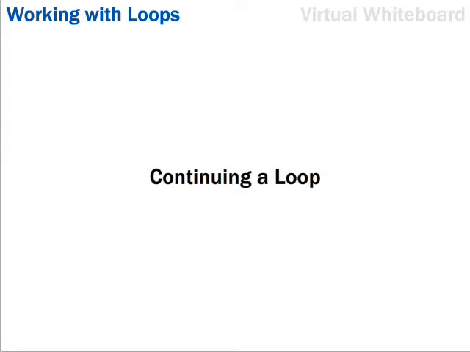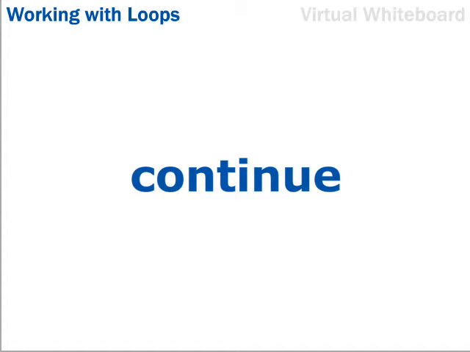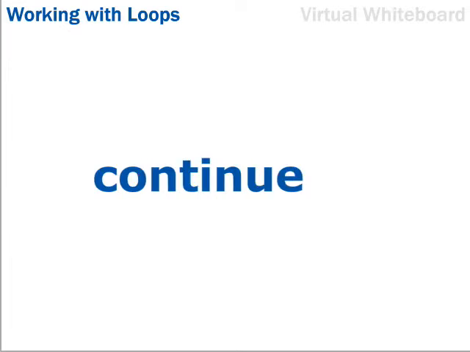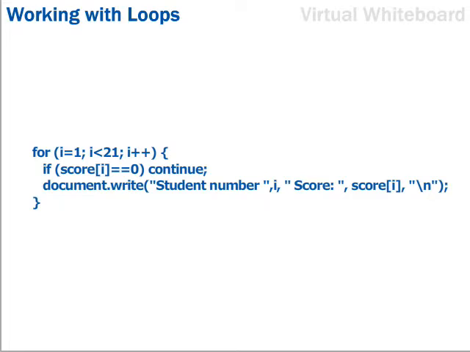One more statement is available to help you control the execution of statements in a loop. The continue statement skips the rest of the loop, but, unlike break, it continues with the next iteration of the loop. Here is a simple example. This script uses a for loop to print out scores for 20 students stored in the score array. The if statement is used to check for scores with a value of 0. The script assumes that a score of 0 means that the student didn't take the test, so it continues the loop without printing that score.